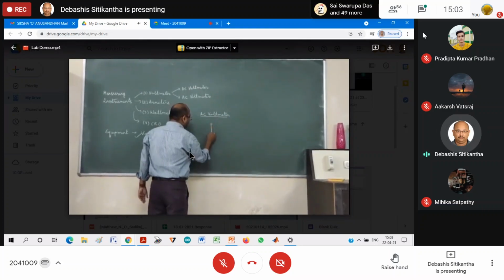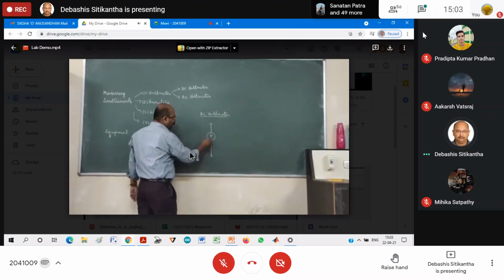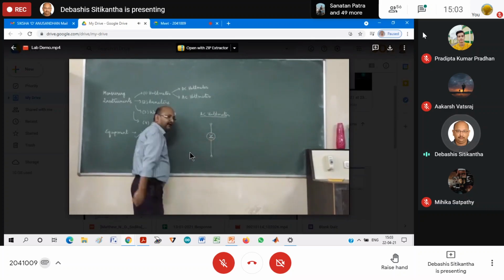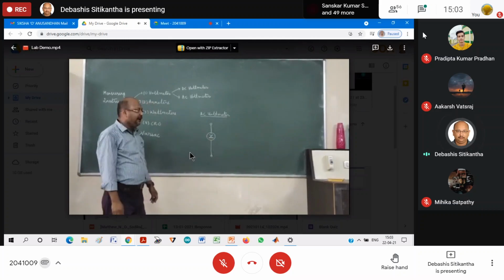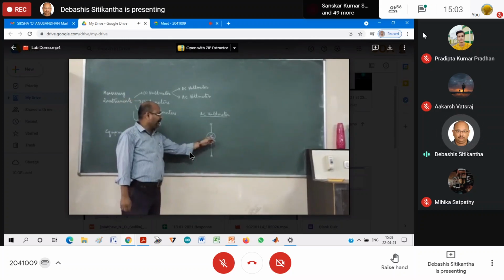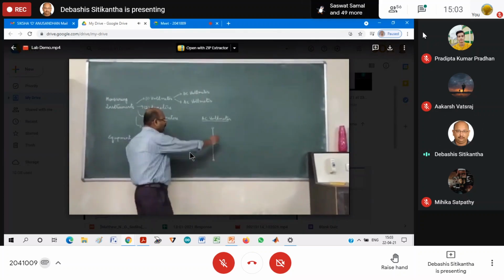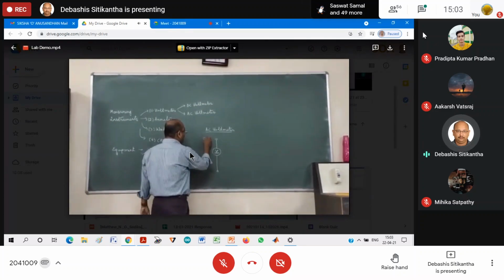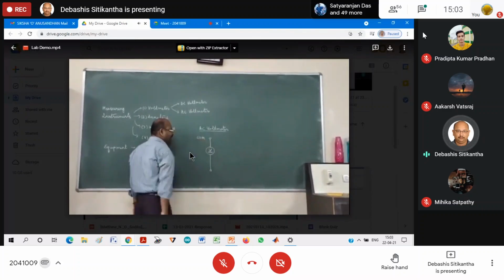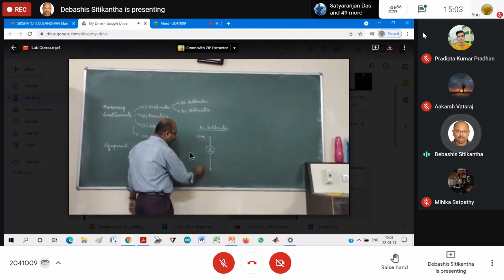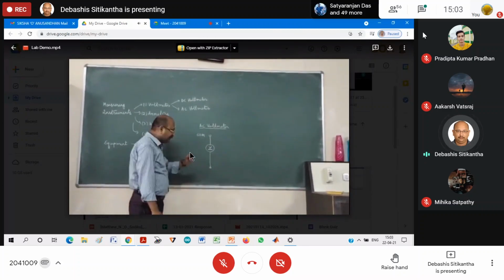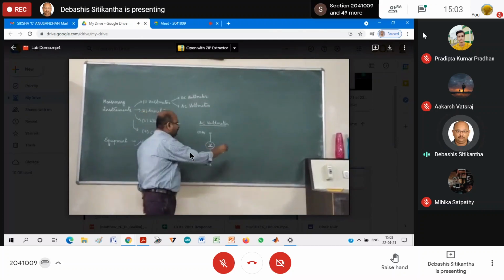Now the symbol for the DC voltmeter is going to look something like this. Inside the circle, we will write capital V with an underline. This particular line represents that this is a DC voltmeter. And over here, you will be having one terminal which is named as common, and the other one will be rated at a voltage rating.